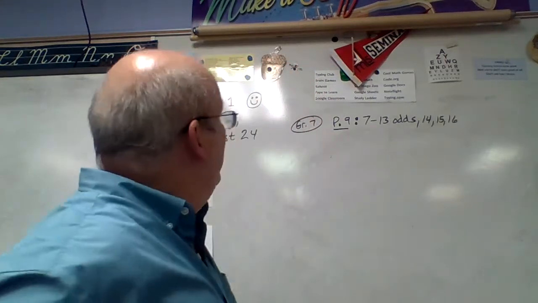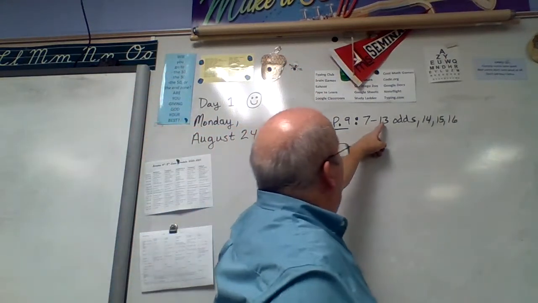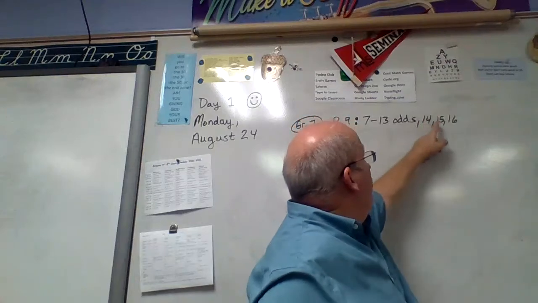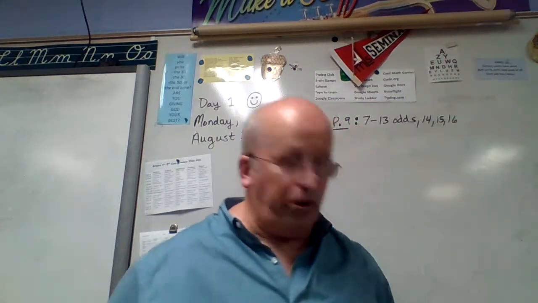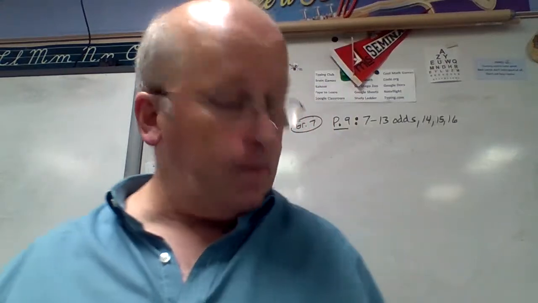Hi, grade 7. This is math, page number 9. Problems 7 to 13, the odds. Numbers 14, 15, and 16. But to start off with, let's go to page 6. Let's look at page 6.